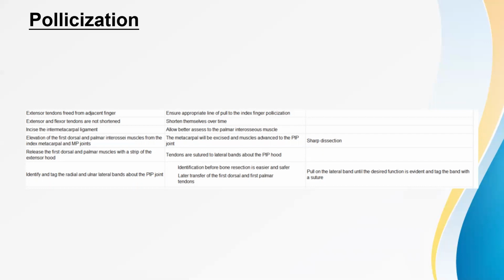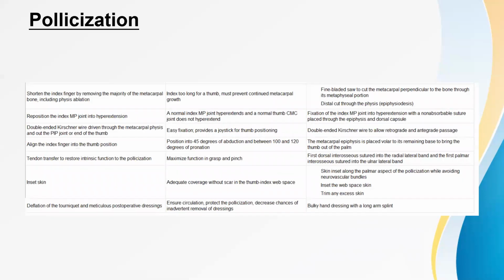The elevation of the interossei muscles is important, and while some surgeons leave them without reattachment, it has been proven that reattachment gives a better functional outcome in the future. So this detail should be kept in mind. The radial and ulnar lateral bands around the PIP joint provide important pull on the lateral band function, so a suture should be put in them to aid in their tension and keep the tension as desired.